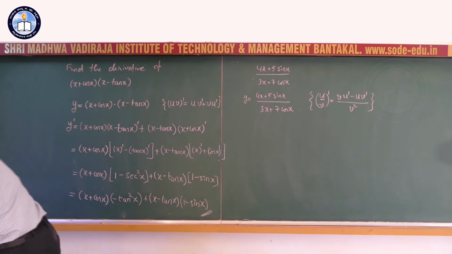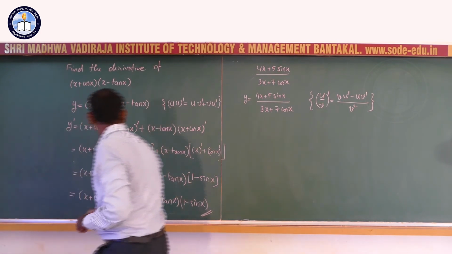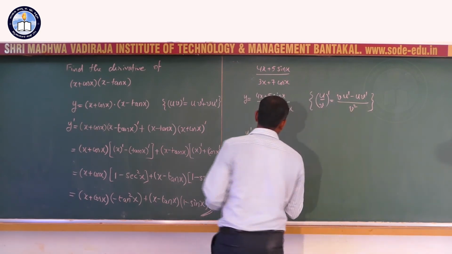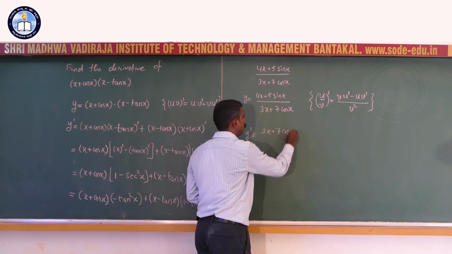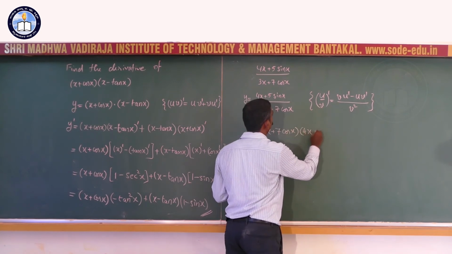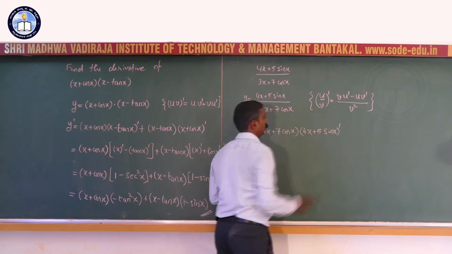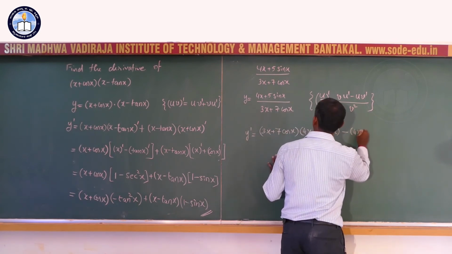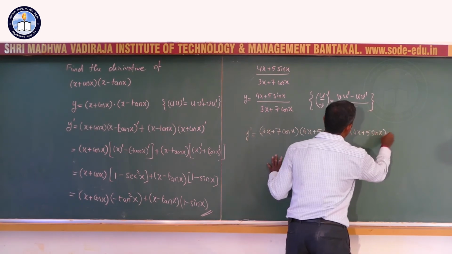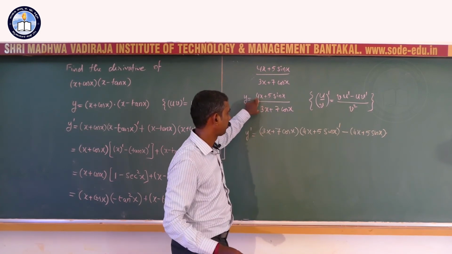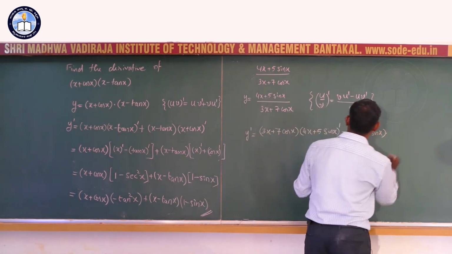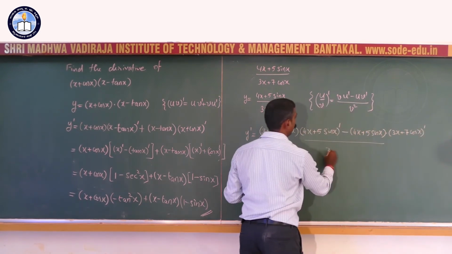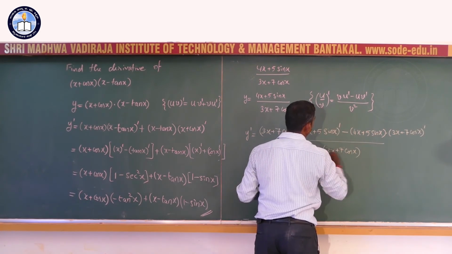Apply it, and when we apply it we will get y dash is equal to 3x plus 7 cos x into (4x plus 5 sin x) whole dash, it is a big expression, minus 4x plus 5 sin x into v into u dash minus u into v dash into (3x plus 7 cos x) whole dash, whole divided by (3x plus 7 cos x) whole square.